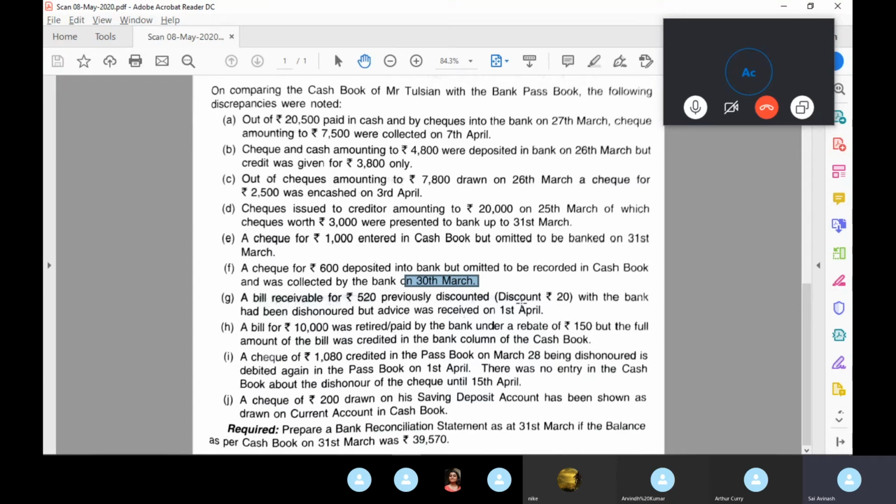But because the bill has been dishonored, the entire value of the bill that was promised to the bank has to be deducted from my account, which means the bank reduces not 500, but 520, the entire value of the bill from my account. So as of 31st March, my bank balance as per passbook will be lower by 520.